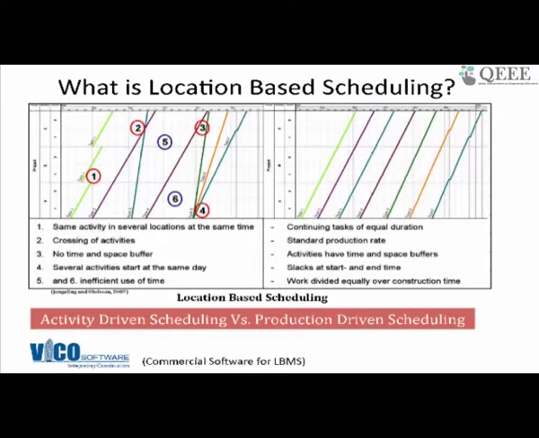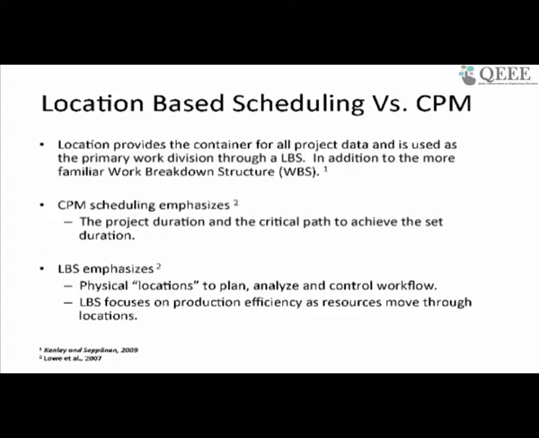Now, can LBMS be applied to projects? We remember we said a project is something unique. If the project does not contain repetitive activities, it's more difficult to apply LBMS, but it's still possible. But today even a building project has a lot of repetitive activities. So we should be able to make use of the repetitive nature of the project and apply LBMS. If you look at CPM, CPM emphasizes duration and critical path, whereas LBMS brings location into account. That is the key difference.